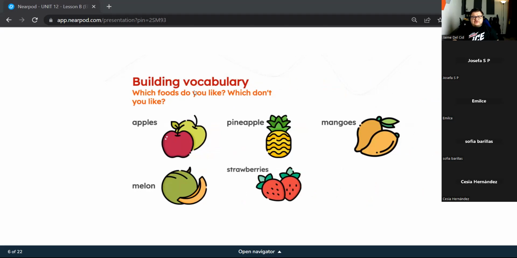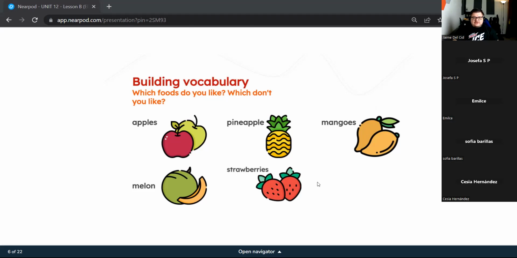Okay, so let's talk about some fruits. So these are going to be some fruits that you probably know. I'm just going to help you remember the pronunciation so you can listen. Okay, so I have apples, melon, pineapple, strawberries, mangoes. So look at this pronunciation: apples, melon, pineapple, strawberries, and mangoes. So let me go ahead and ask Jocelyn.